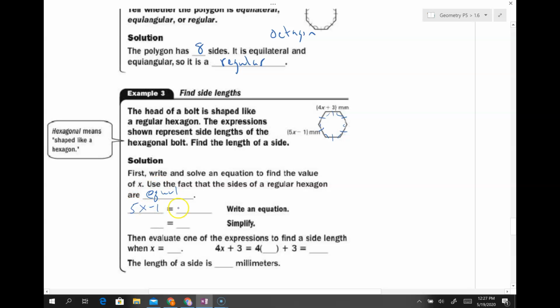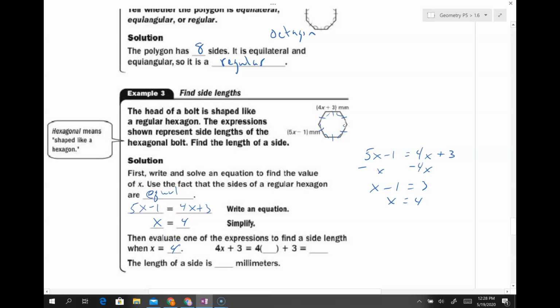Okay. And so we're going to write and set those equal to each other. 5x minus 1 equals 4x plus 3. If we solve this, I'm going to do it off to the side. They don't give us much room here. A little bit of algebra we haven't done in a little while. So you get x minus 1 is 3, and x is 4. Okay? And again, x is 4.